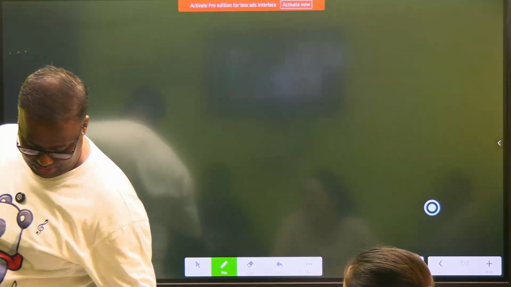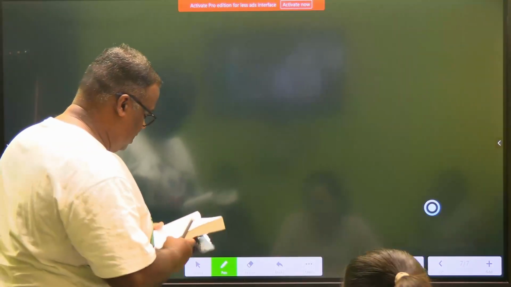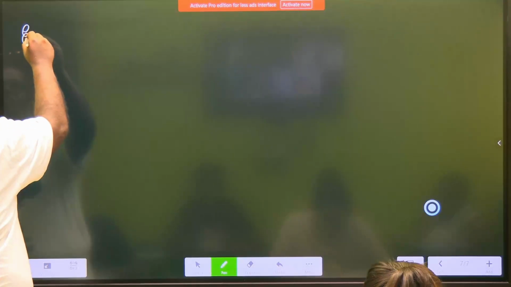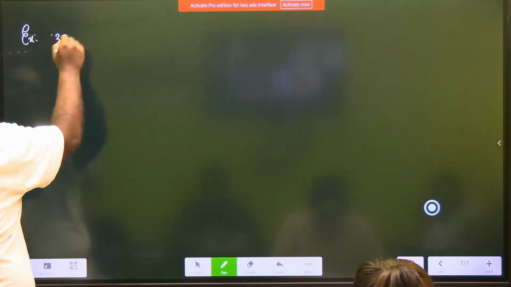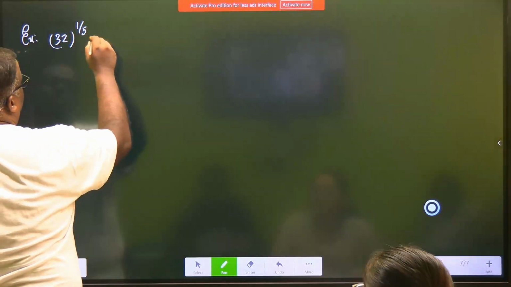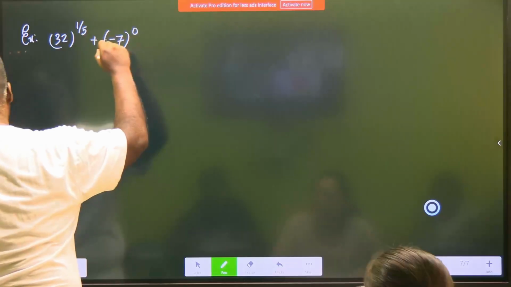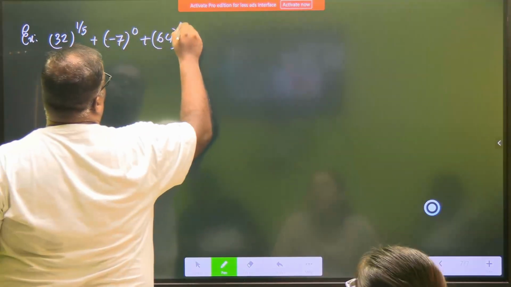Shall we? So you won't get very easy problems here, children. But the problems will be a little bit tough. They'll give you a tough one with that. Let's evaluate: 32 to the power 1 upon 5 plus negative 7 to the power 0 plus 64 to the power half.